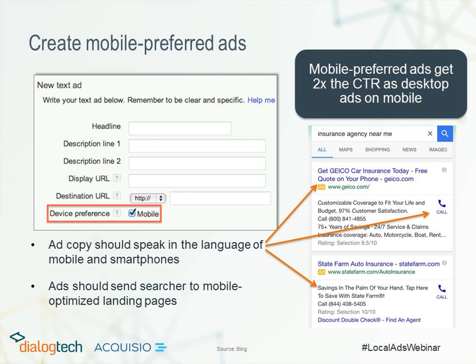So if mobile is an important audience for you, if local is important, you should definitely consider creating mobile preferred ads. And when you do, make sure that you tailor those ads to speak in the language of mobile and smartphones. So you can see some examples here. Free quote on your phone. Savings in the palm of your hand. This is language that speaks to the person's experience viewing this, since they're viewing it on their smartphones and mobile devices. Obviously, use some of the mobile call ad extensions like call extensions you see there. I'll go into that in a little more detail in a bit.